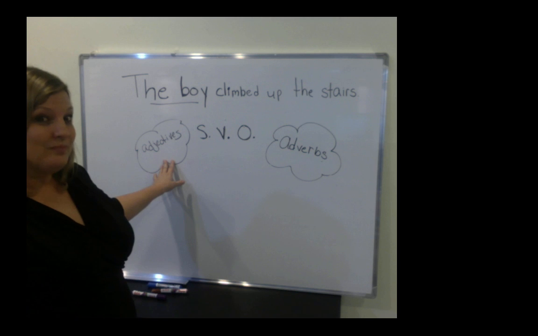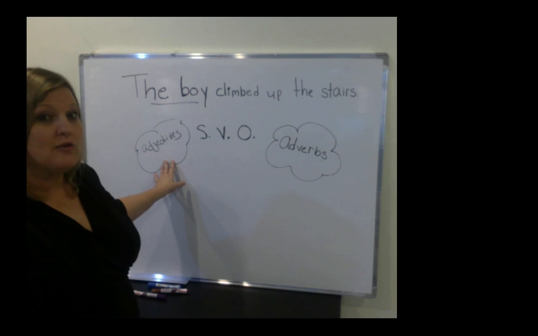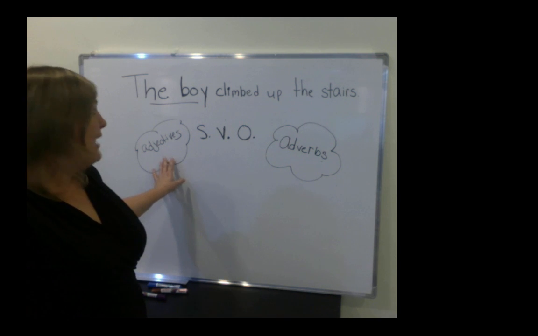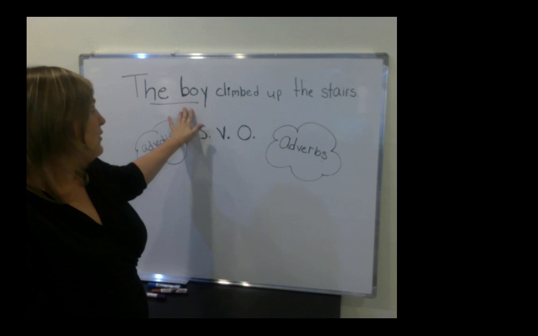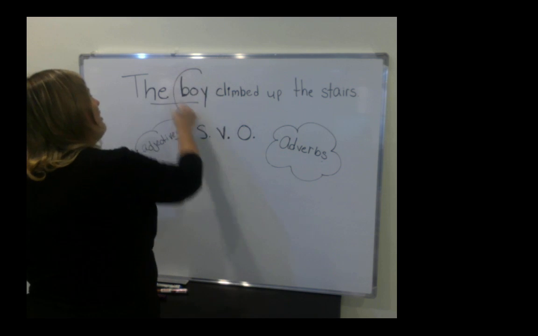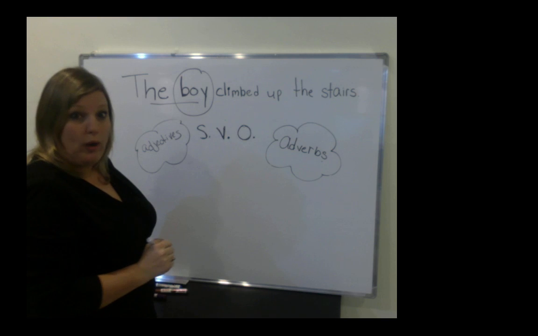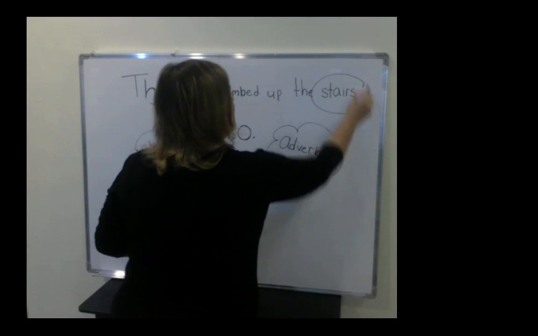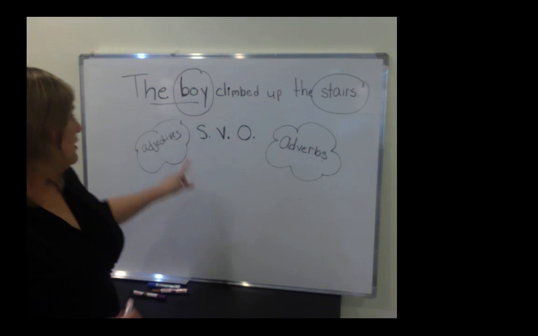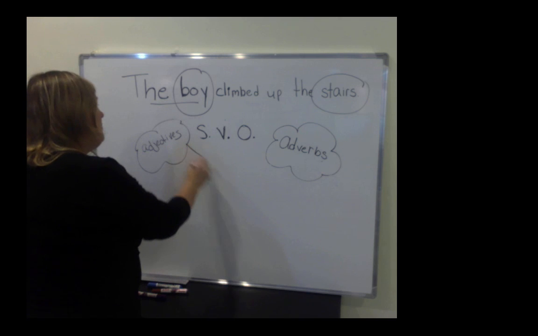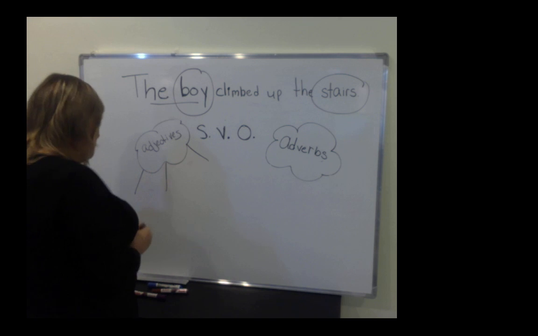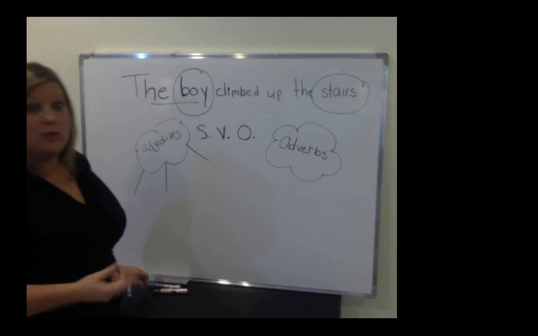Adjectives, which are my favorite words because they're descriptive words. Adjectives are used to describe nouns. So in this sentence, we have two nouns. We have the word boy, and we have stairs. So we can brainstorm and think up a few adjectives that we can use. Let's start with the word boy.